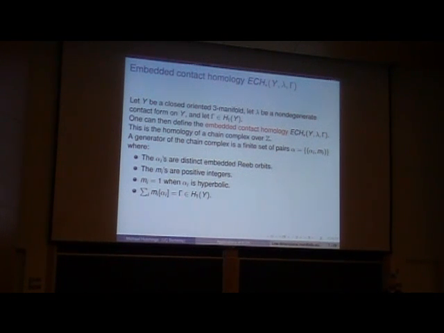Now there's one more technical condition, which is that if a Reeb orbit is hyperbolic, then it can only have multiplicity 1. Hyperbolic means that the linearization of the Reeb flow around the Reeb orbit has real eigenvalues. So those are the chain complex generators.